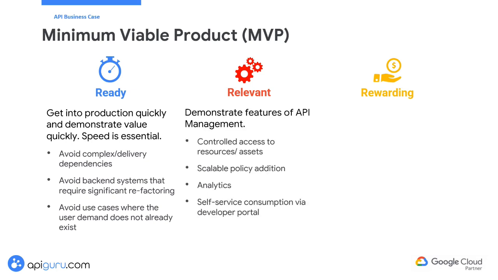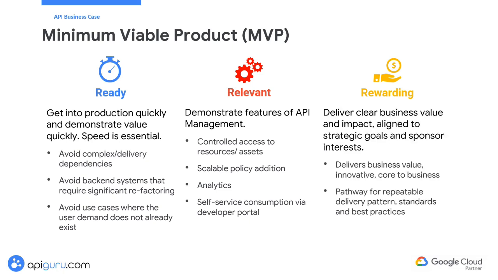Relevant means that the initial MVP should be complex enough to demonstrate key API management benefits, such as controlling access to resources, reducing friction for developer adoption through a self-serve developer portal, or measuring usage through analytics that allow traffic to be tied back to business drivers.